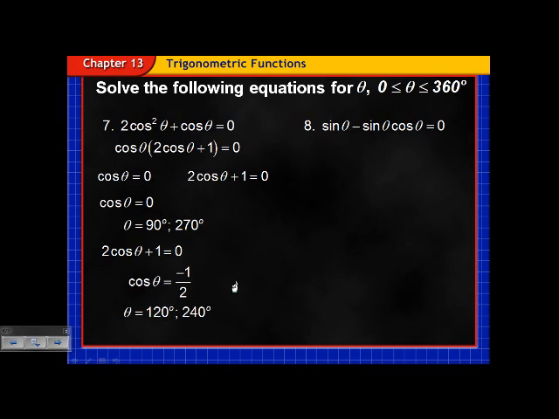Try example number 8. Notice that this has sine in common, so that would be what you'd want to factor out. Check your answer at the end of the PowerPoint.